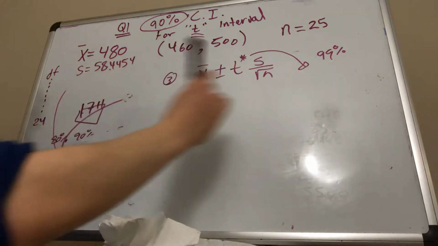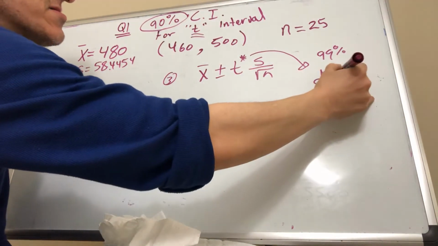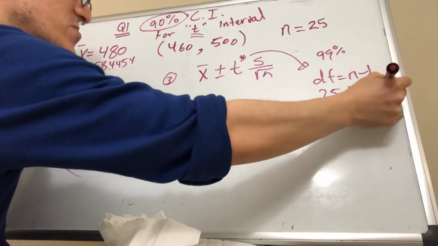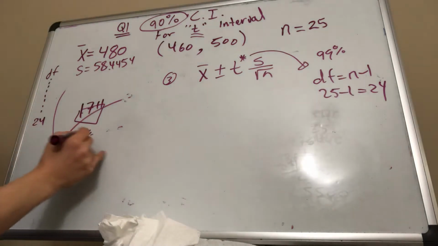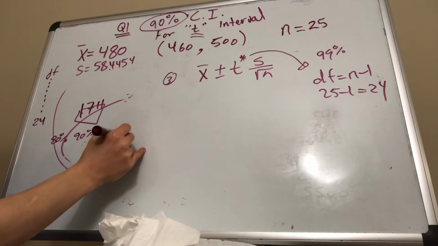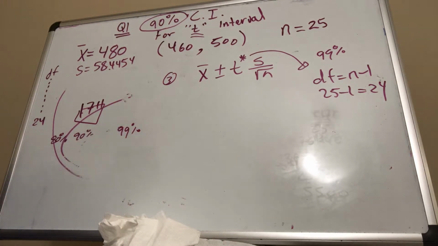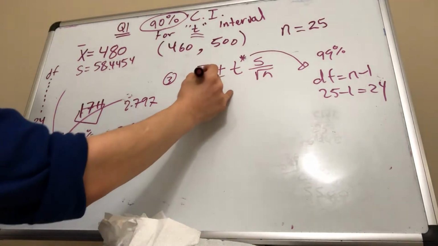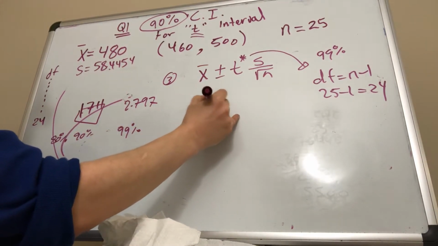You get this from the T table, of course. Degrees of freedom is still n minus 1, which is 24. But now you're going to take the number with the degrees of freedom 24 and 99%. So if you go to your T table, the number between degrees of freedom 24 and 99% is 2.797. So this number here, 2.797. So for x bar, I have 480.